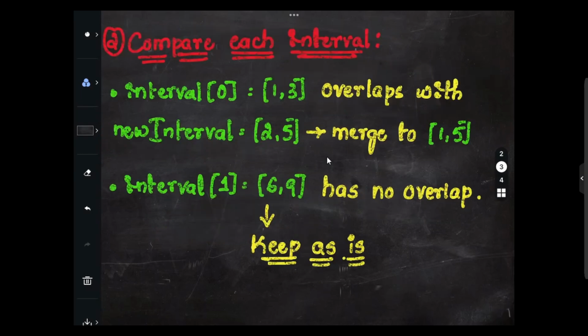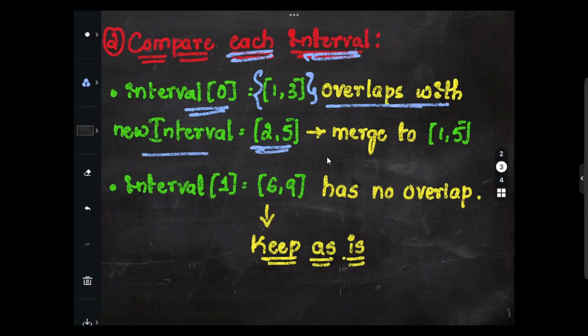Let's move on with the next step here. Compare each interval. So we'll be comparing each interval here. Interval 0 is [1, 3], the first one I'm speaking of, and then [6, 9], right? So this overlaps with the new interval [2, 5]. So we will be merging into [1, 5] in this case. We have already discussed this one; we are just discussing it step by step.